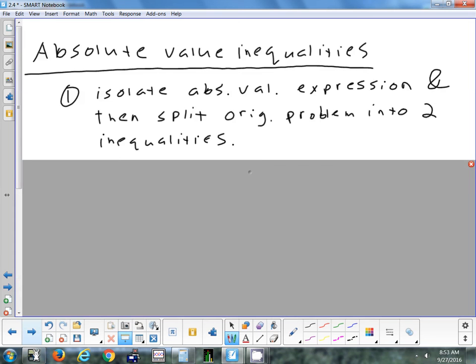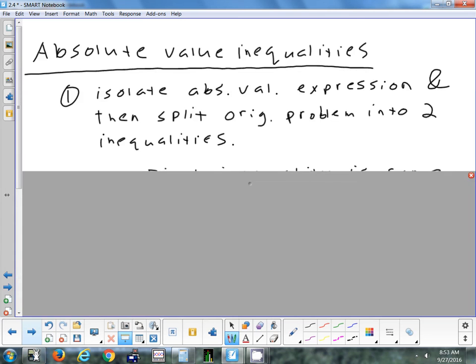Okay, so we talked, I think it was probably beginning of this week, I don't think it was last week, about how to solve absolute value equations. Solving an absolute value inequality is pretty much the same thing. Okay, so absolute value inequalities: first thing you want to do is isolate it, get the absolute value by itself, and then we're going to split it into 2 problems.